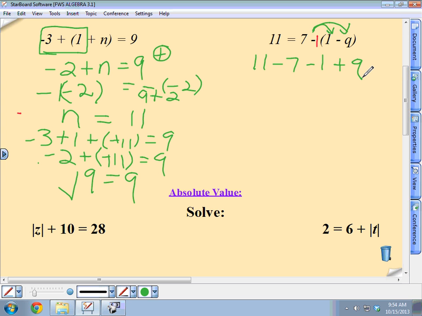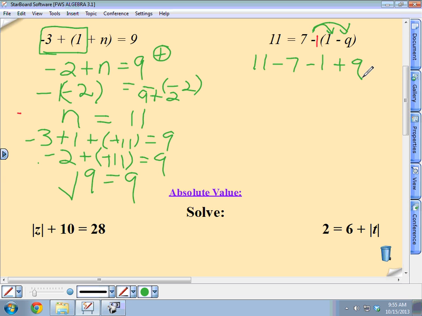So this is where you got to start. And a lot of you will make this mistake. You'll keep it minus 1 minus q, and you'll forget to change that to plus when it's on the outside of that quantity. That's super important. And I know that you'll probably make that mistake a bunch of times before it clicks and you start to remember that every time.